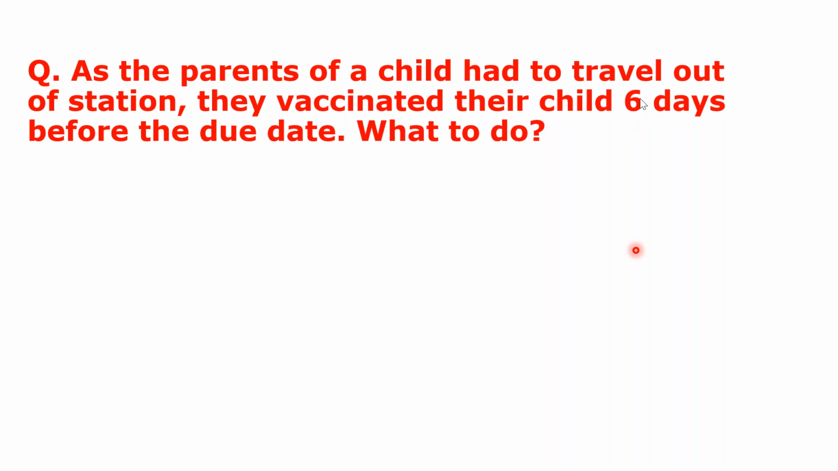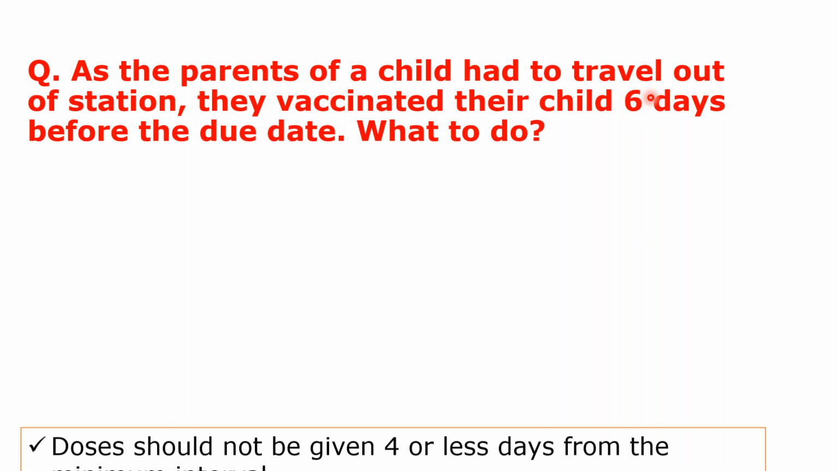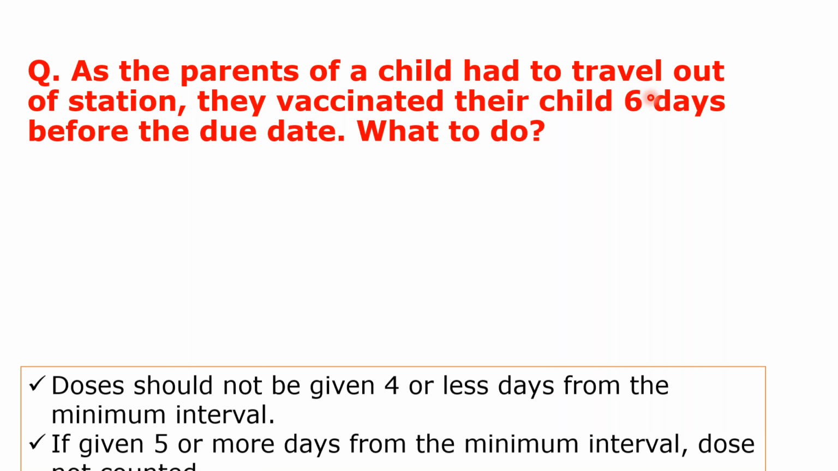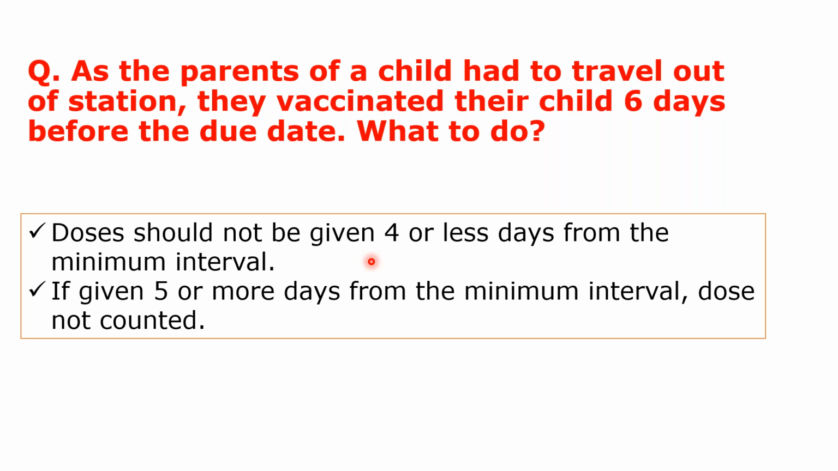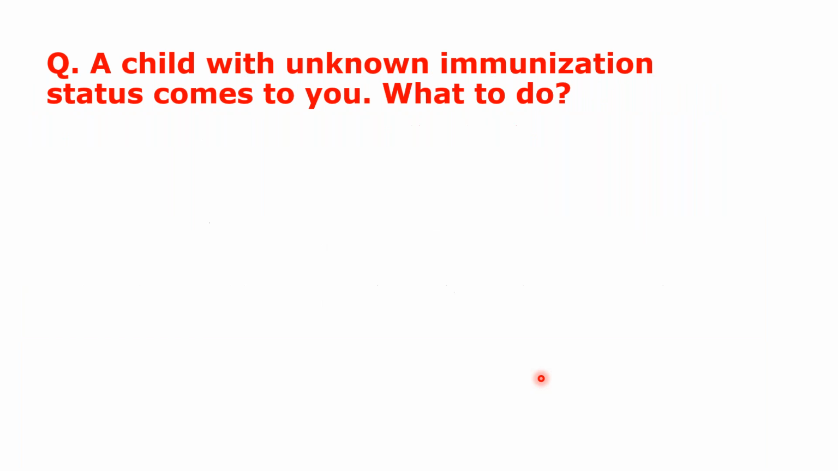So Shivya and Shreya feel nothing needs to be done. So basically, what needs to be done in this case is that it should be given 4 or less days from the minimum interval. That means, suppose the vaccination was due on 28th August. You can give it on 24th, 25th, 26th, 27th. But if given before 24th August, you need to repeat it and that dose will not be counted. So doses should not be given 4 or less days from the minimum interval. If given 5 or more days from the minimum interval, that dose is not counted, right?